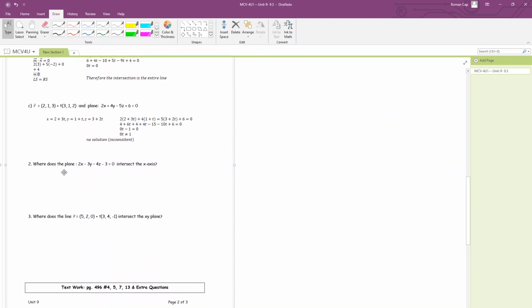Okay, so this next question says, where does the plane 2x - 3y - 4z - 3 = 0 intersect the x-axis? So here, when we have the x-axis, we can just make a note here. So x-axis, you can write it like this: (x, 0, 0).